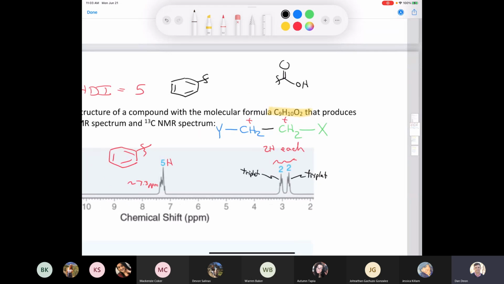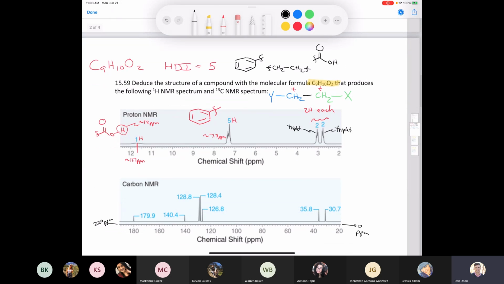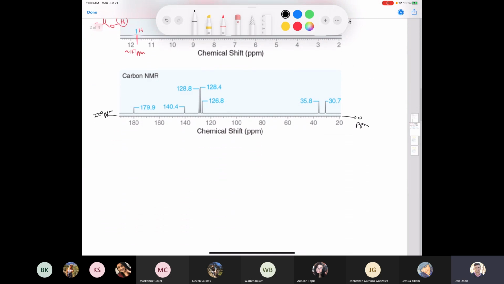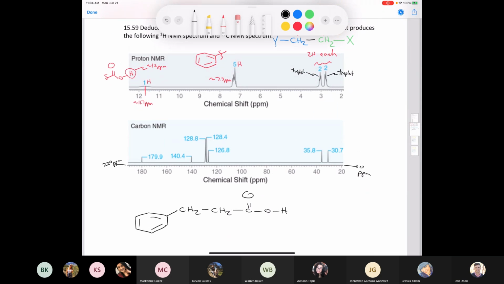So now I've got an aromatic ring. I've got a methylene and another methylene attached to each other. And there you go. I've got all of my carbons, all my oxygens, all my HDI accounted for. So the only possibility would be this, where I have the aromatic ring, it's got the two methylenes, and the carboxyl group, like that. It's the only possibility for this compound.